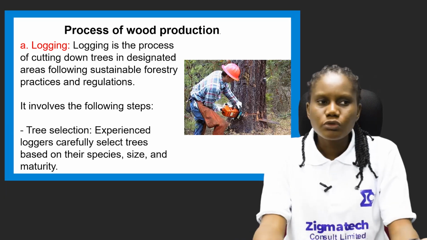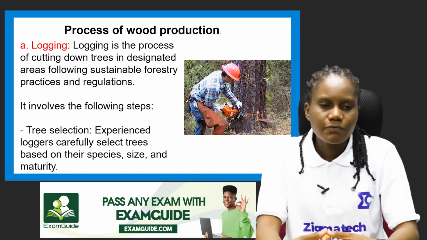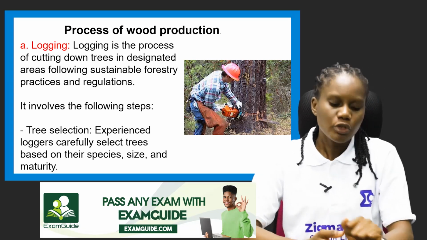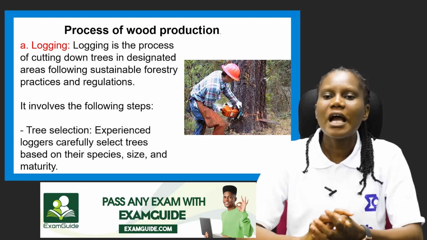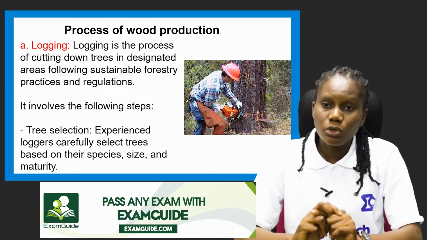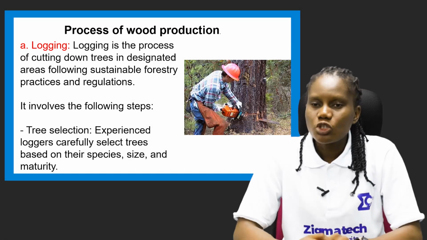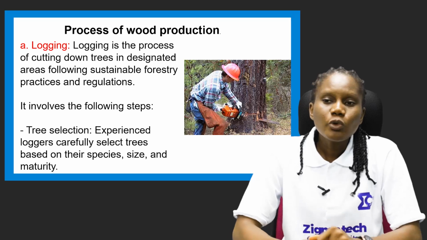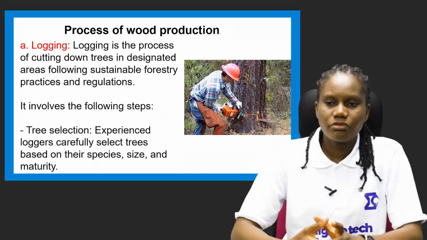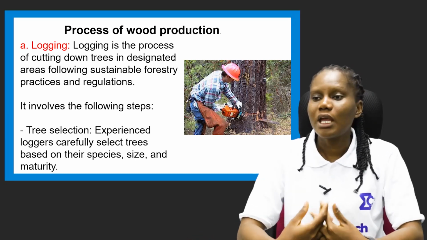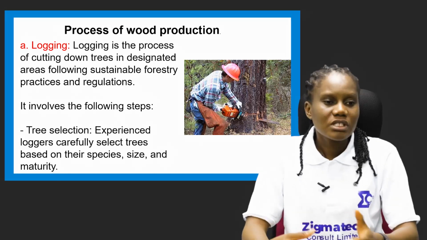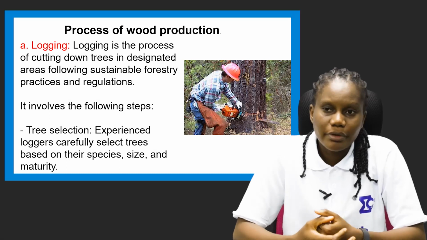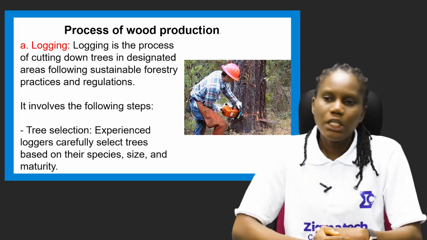Do you just carry wood from there, or do you just go to the forest, fell your trees, and just bring it? And what happens? So let's look at the process of wood production. The first process is logging. Logging is the process of cutting down trees in designated areas following suitable forestry practices and regulations. You don't just enter the bush and feel like, okay, I want to make some furniture. You must follow some sustainable forestry practices and regulations before you fell any tree in the forest.